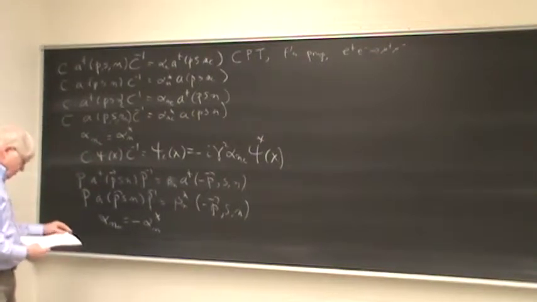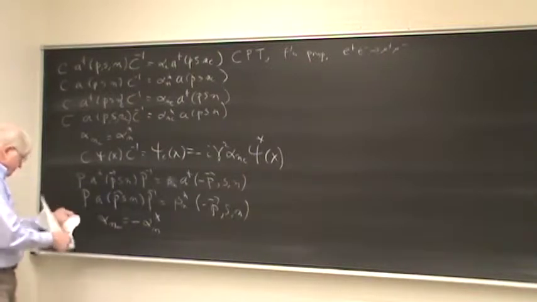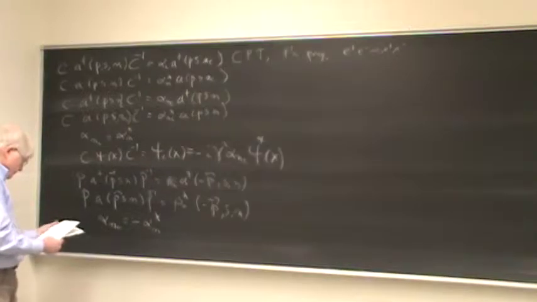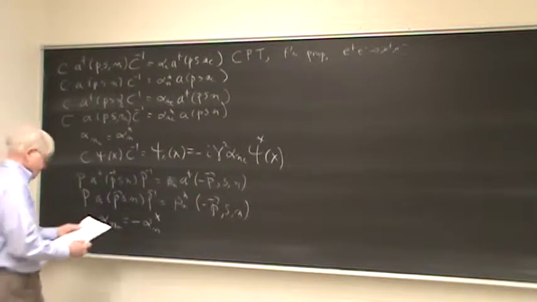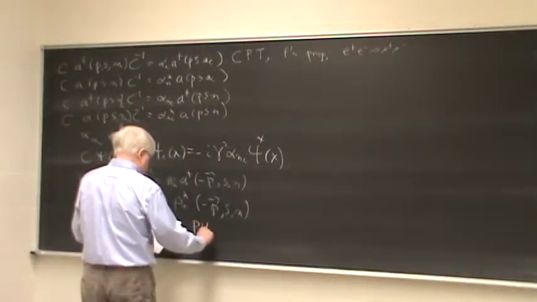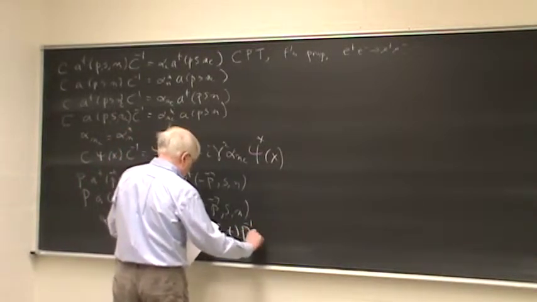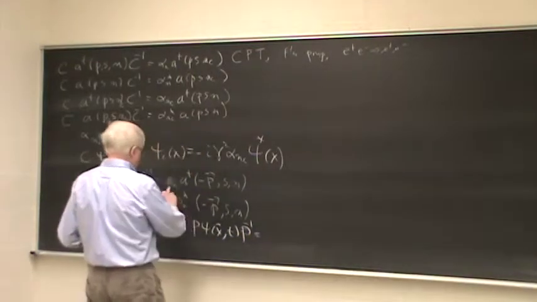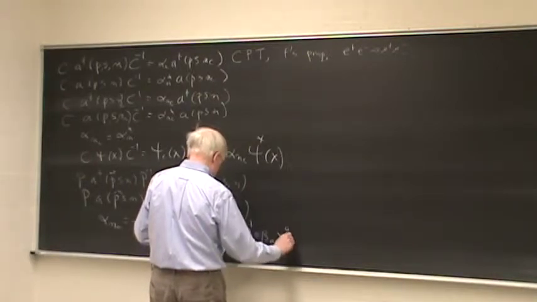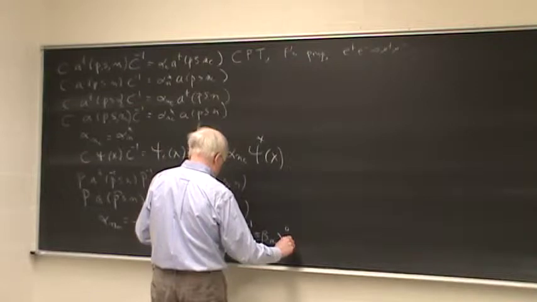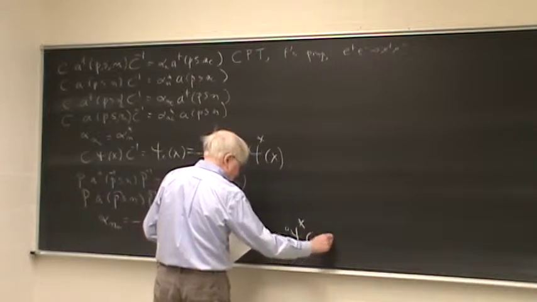And in that case, we arrange that P psi of x and t P inverse is then this phase beta n gamma 0 and then psi of minus x and t.